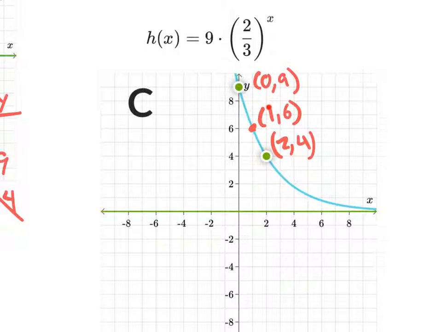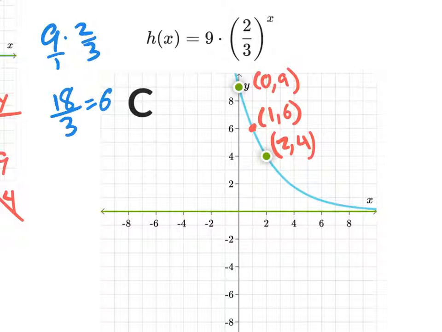So if you do plug in a 1 for X, it's going to be 9 times 2/3. And I will get out a 6 for my answer. Check it out, 9 times 2/3, put the 9 over 1. 9 times 2 is 18. 18 divided by 3 really is 6. So do you see how you plugged in the X value of 1 and you got out the Y value of 6?